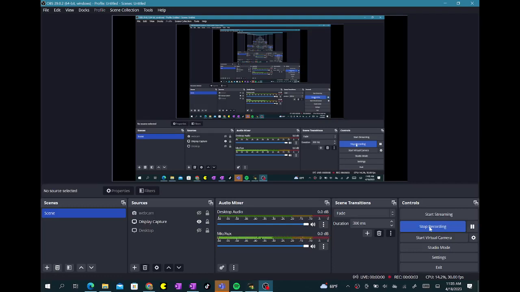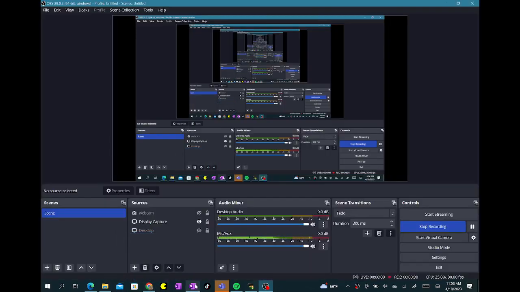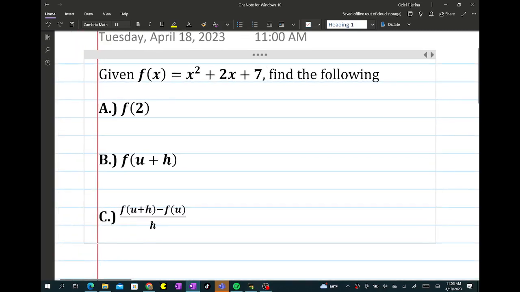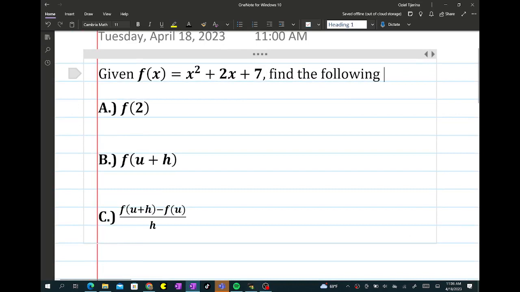Okay, so hello everyone. In this really quick video, what I want to do is go over an example. This is kind of a continuation of what I was talking about with functions and function notation. The point of this video is to show you guys how to actually evaluate functions. And obviously we have this problem here.